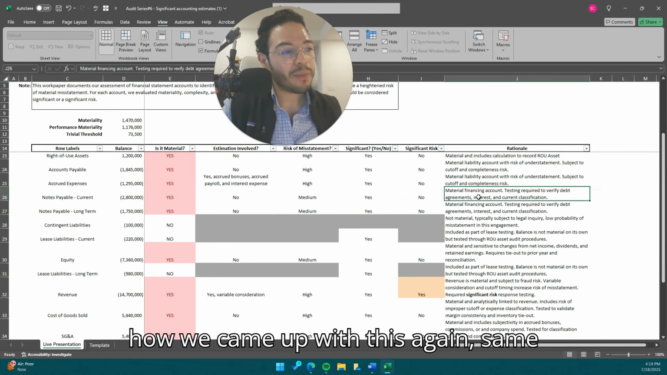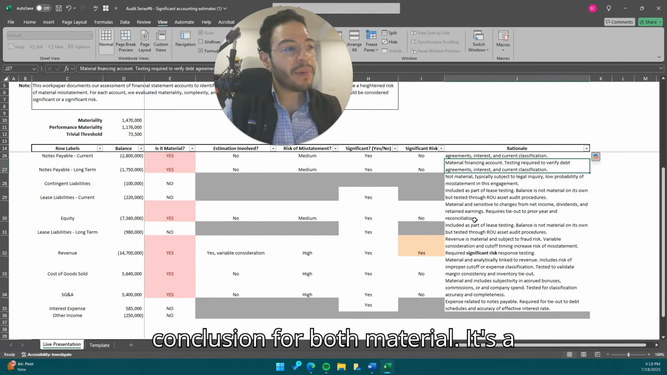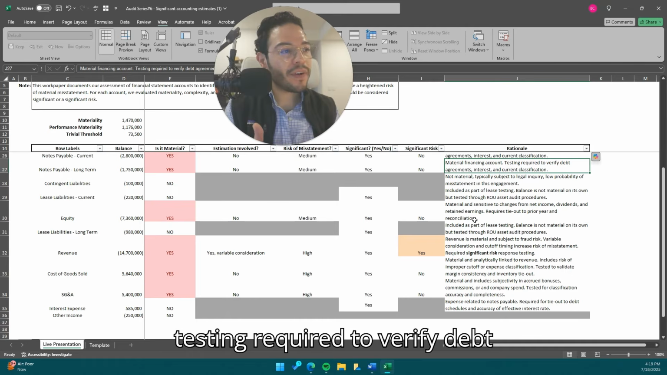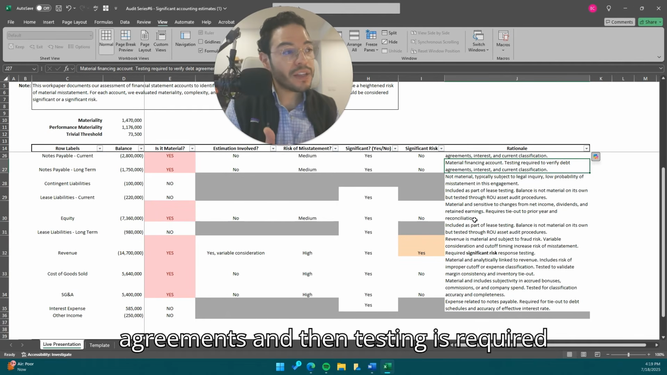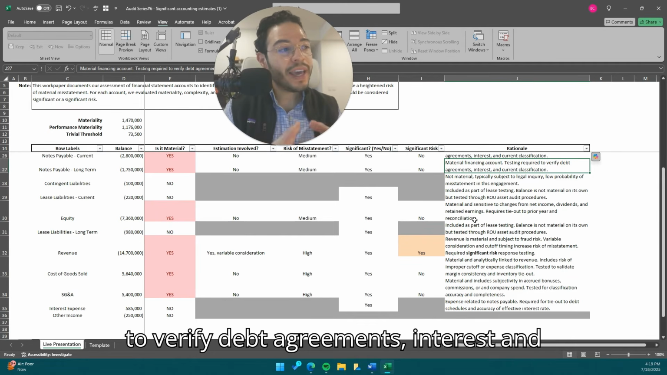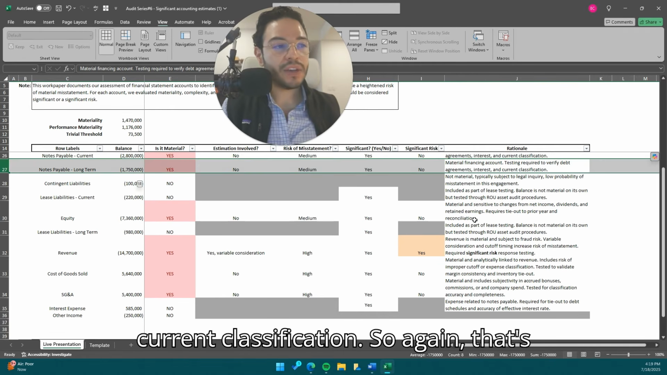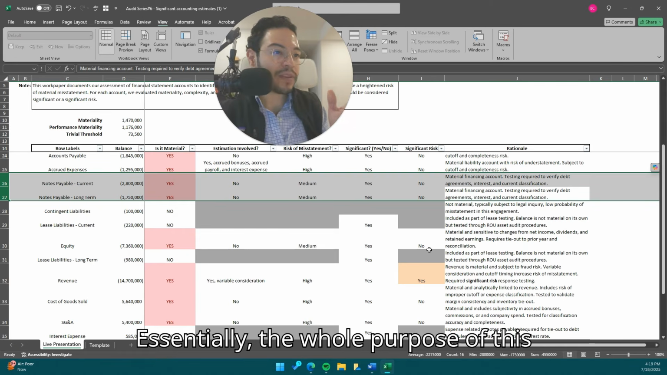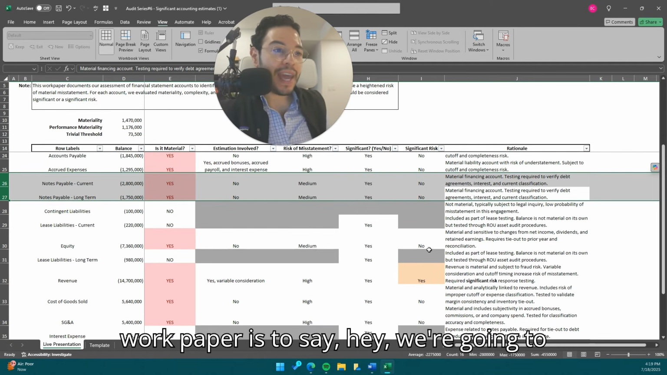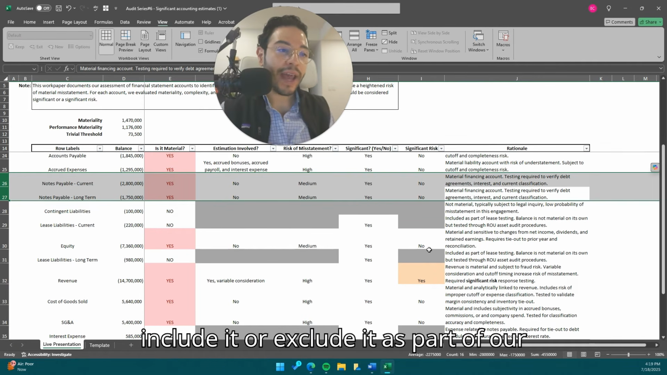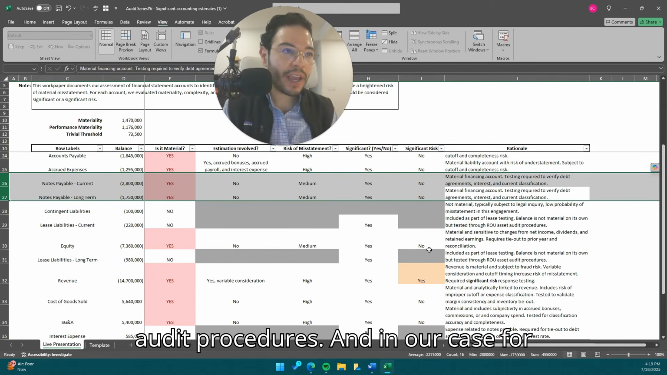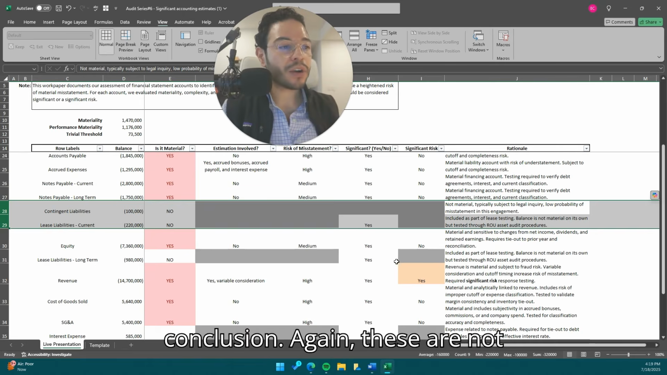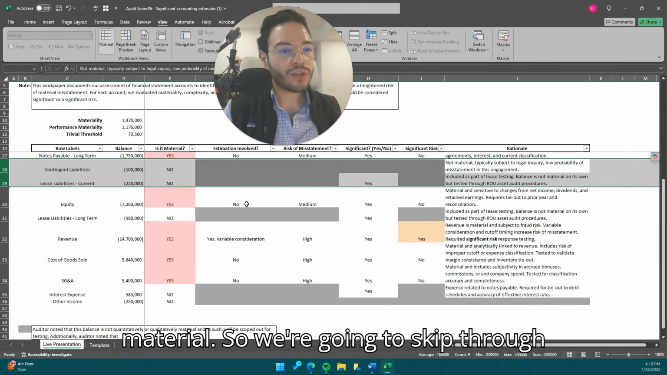And how we came up with this? Again, same conclusion for both. It's a material financing account. Testing is required to verify debt agreements, interest, and current classification. So again, that's why we came up with our conclusion. Essentially, the whole purpose of this work paper is to say, hey, we're going to include it or exclude it as part of our audit procedures. And in our case, for debt, we're going to include it, and that's the reason we came up with our conclusion. Again, these are not material, so we're going to skip through these.